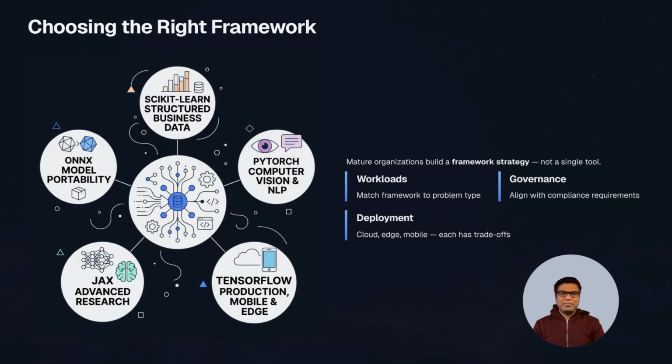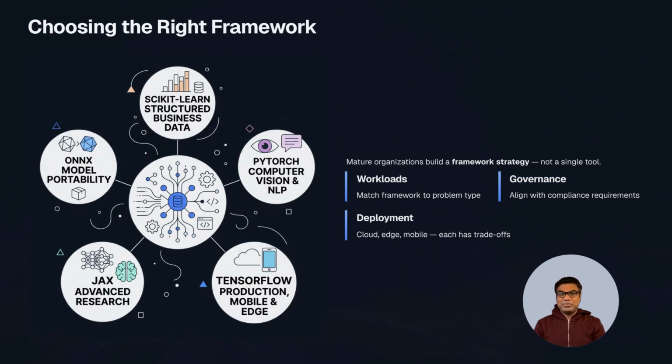Framework choice depends on the problem, team skills, deployment target, and performance needs. For structured business data, scikit-learn and gradient boosting libraries may be the best starting point because they are fast to train, easy to debug, and often deliver excellent accuracy. For computer vision, natural language processing, speech, and multimodal systems, PyTorch is often the default for experimentation and modern deep learning workflows, while TensorFlow still matters in certain production and mobile or edge pipelines. JAX is valuable for advanced research, efficient transformations, and some large-scale training environments.